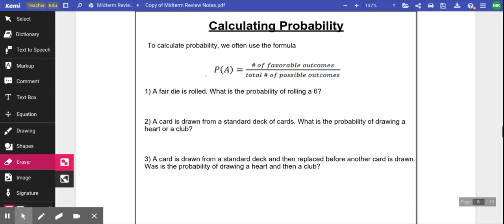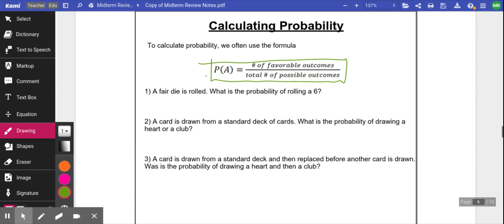Calculating probability. So this is like the mathematical formula for calculating probability right here. But we don't actually use that. Typically, we just break that down into more simpler terms. And we say that probability equals what you want divided by what was possible. And it's really like how many things you want divided by how many things were possible, right? But we just say want and possible.